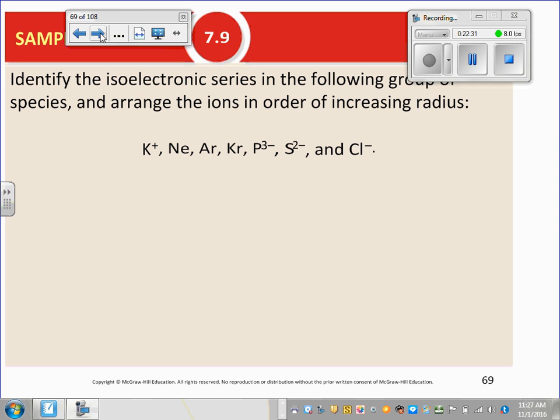Then it says, arrange the ions in order of increasing radius. So argon's not an ion, so we're not going to worry about that. We're just going to do the ions. So now, they all have 18 electrons. How many protons does potassium have? 19. You didn't even have to look at a chart for that, because it's got to be one more than argon. How many protons does phosphorus have? 15. How many protons does sulfur have?